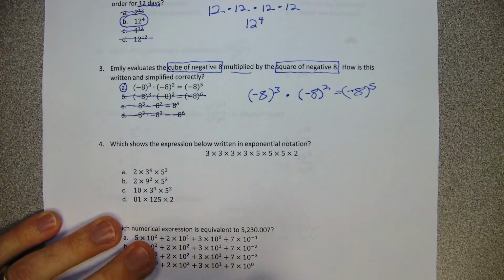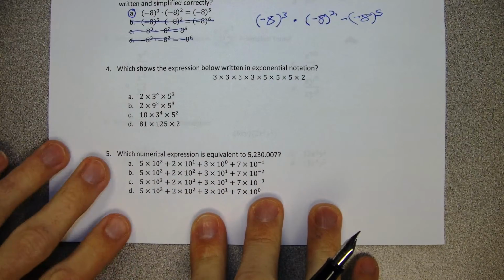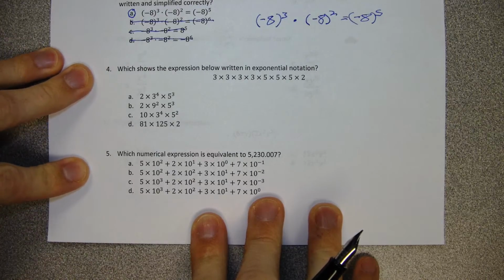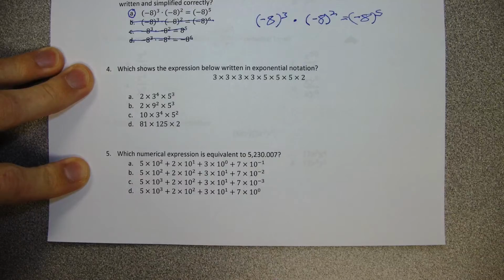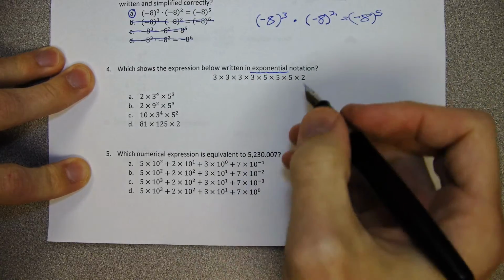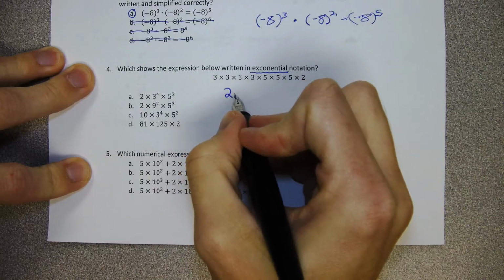All right, let's try the next one. Which shows the expression below written in exponential notation? All right, so in other words, which of these below here actually shows everything all multiplied out correctly? And notice it says exponential, so I want exponents. So let's see here. Notice I only have 1, 2, so let's write it down. So we only have 1, 2.